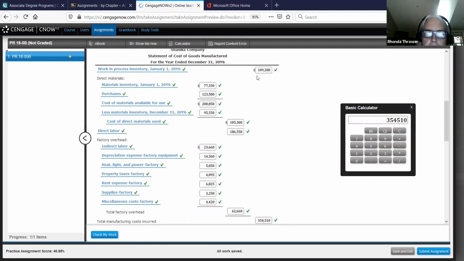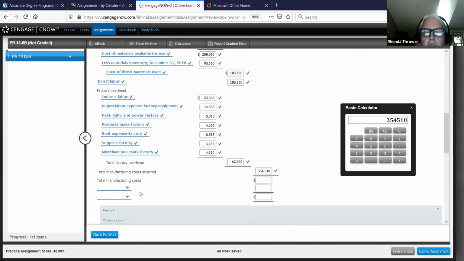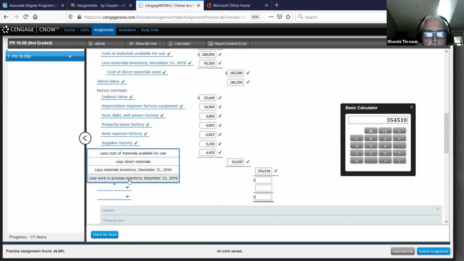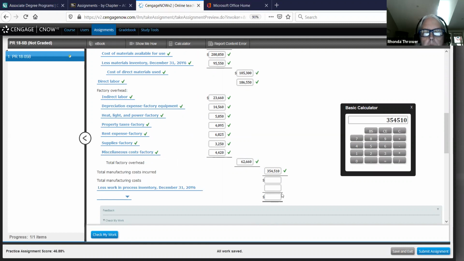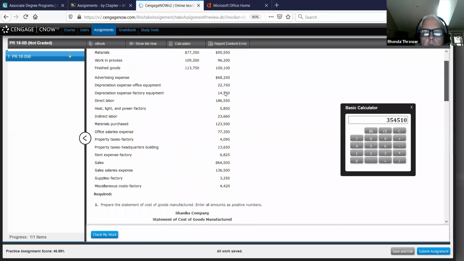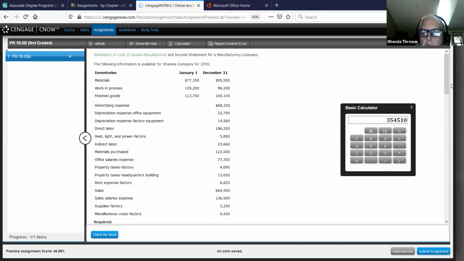But this is your beginning work in process, plus all the costs that you've incurred this period. Technically these came from last period because you weren't finished with the work in process last period. So they become a part of all of the costs this period. But then we have to back out our ending work in process. So let me put that in right here so you can see. What you're going to do for your ending work in process is just put in the amount that they gave you. The ending work in process is $96,200.